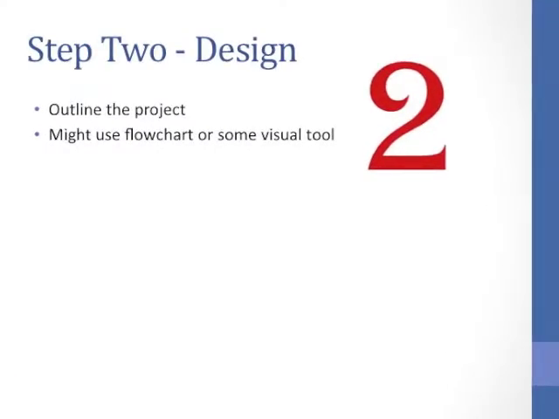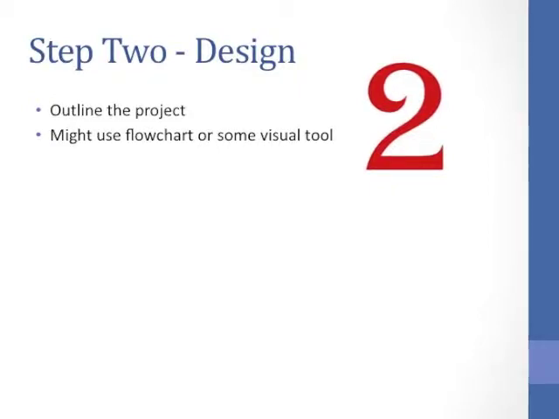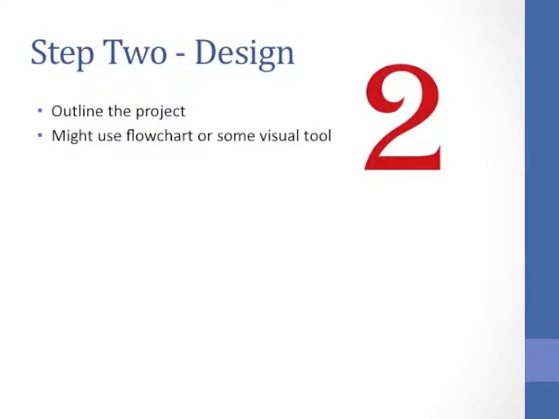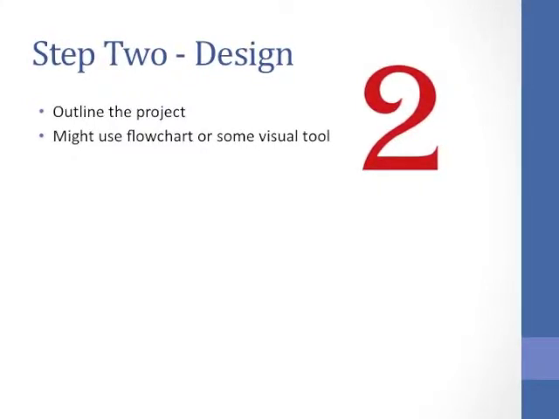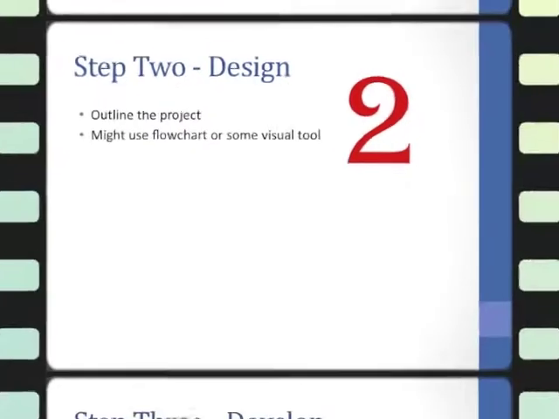Step 2 is to design the project. So create an outline of some sort. You may want to use a visual tool like a flowchart or a mind map to help clarify your thinking and get things organized in this step 2 where you're designing.